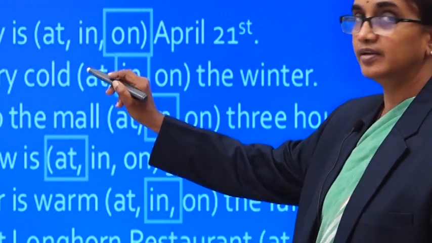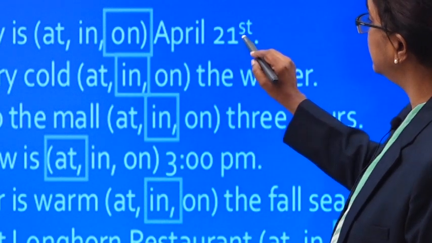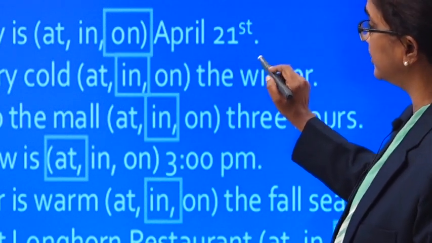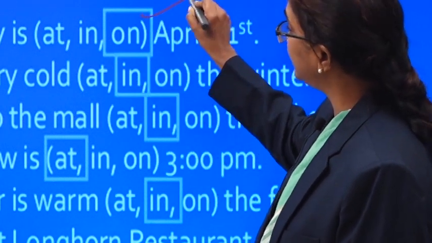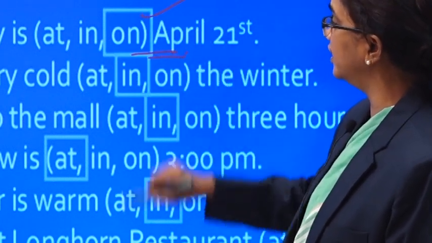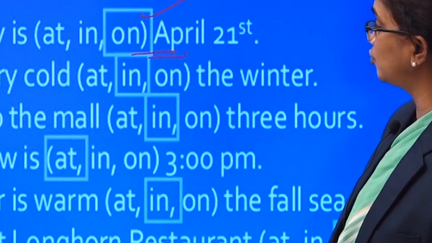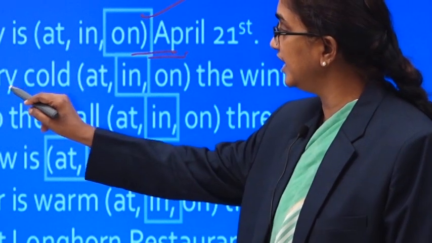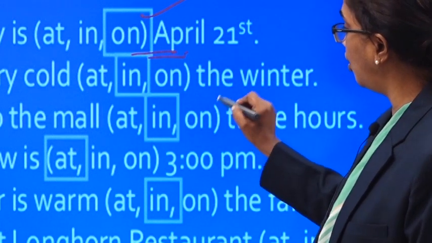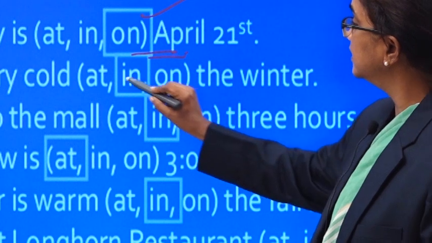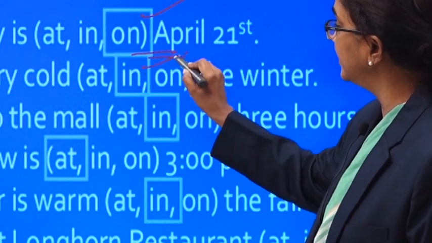Look at the second one. Her birthday is dash April 21st. Out of these three, which is suitable? Specific date, we said we will use on. Her birthday is on April 21st. Next one. The air is very cold dash the winter. At, in, on. Which is the better answer? The air is very cold in winter.